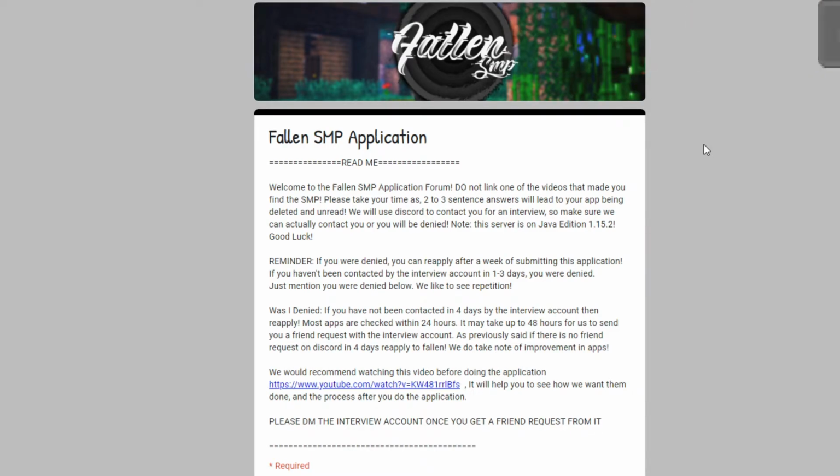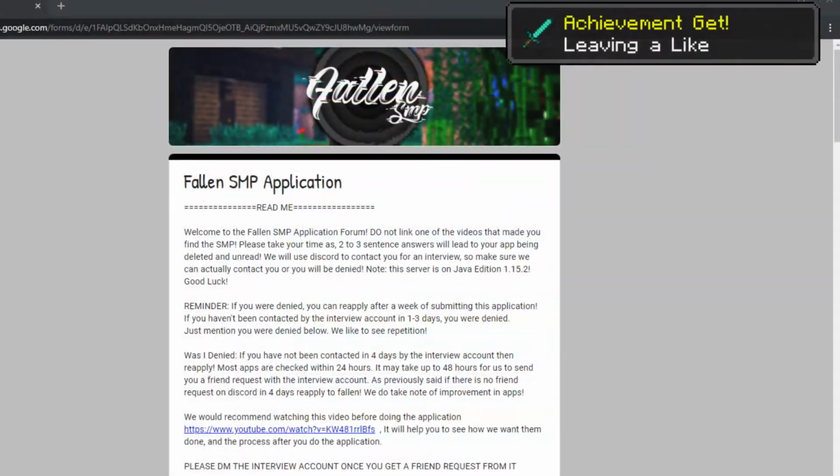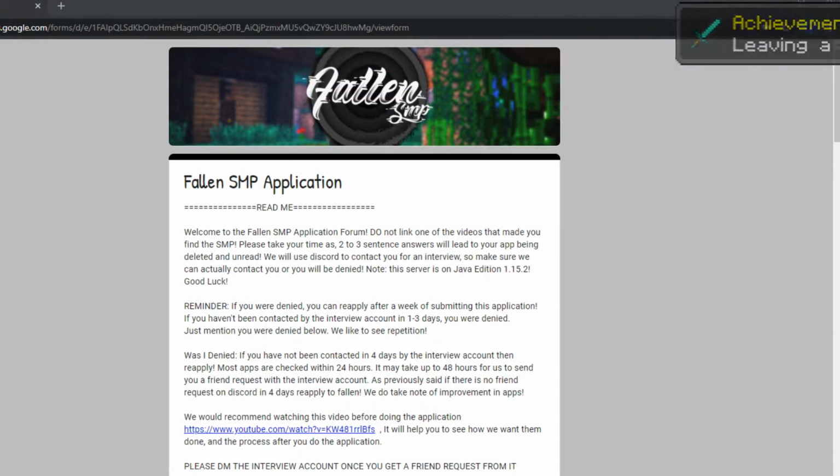Otherwise guys, let's get into the tips and tricks on how to fill out this application and how to get into Fallen SMP. Quick thing I forgot to mention before the video starts, guys, is if you have applied and you are curious if your app has been accepted or denied, all you have to do is go down to the comments, paste your Minecraft IGN in and say, hey, was I accepted or denied, something along the lines of that, and I'll try and reply letting you guys know your status if I have the time, or if I see it.